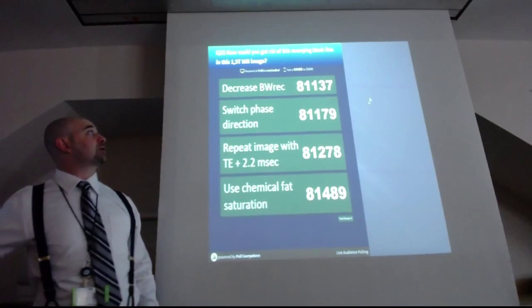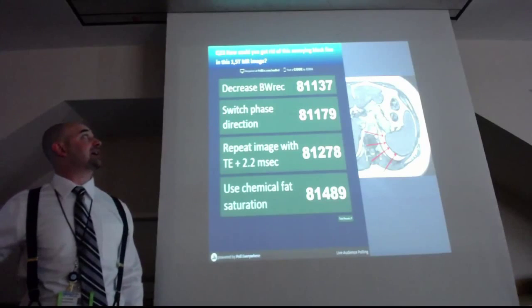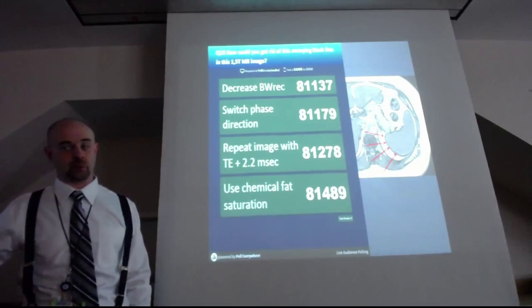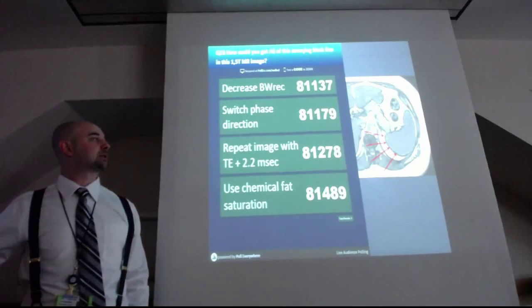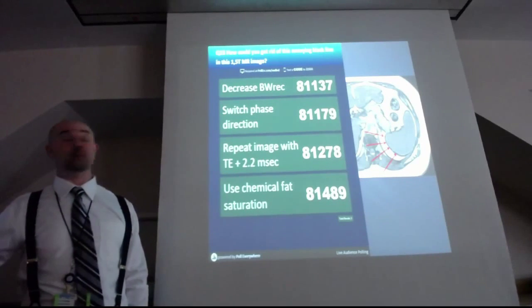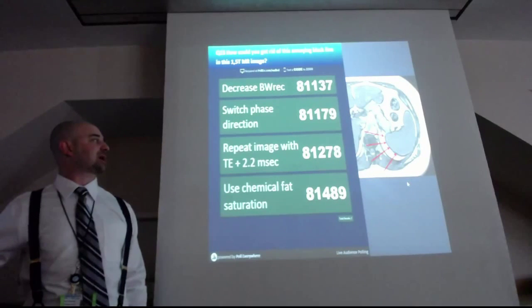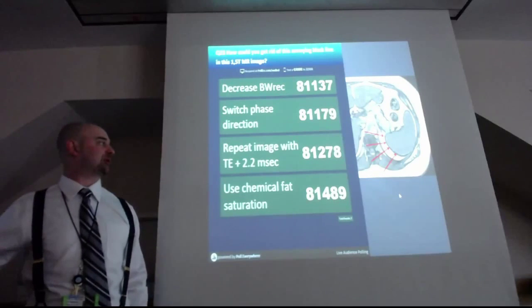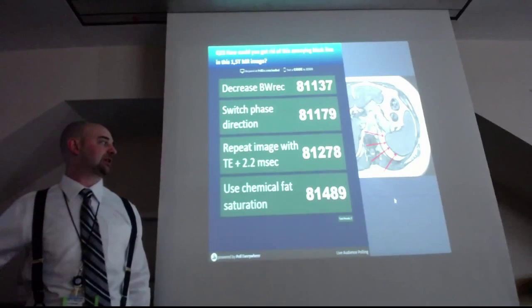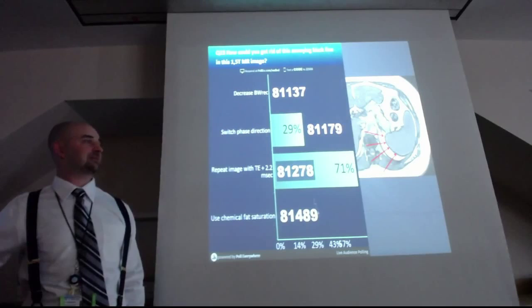Okay. How could you get rid of this annoying black line in this image obtained in a 1.5 Tesla magnet? Could you decrease the receiver bandwidth? Could you switch the phase direction? Would you repeat the image with your TE higher by 2.2 milliseconds? Or would you use chemical fat saturation? Very good. Yes. Okay. So, no. Definitely.